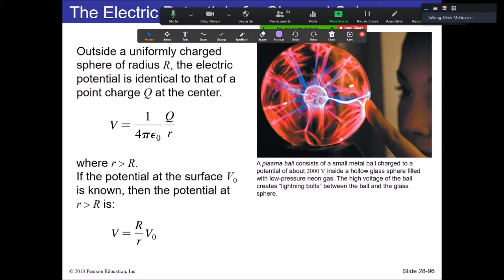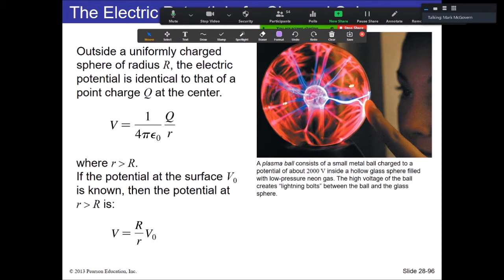So we want to start to deal with continuous distributions of charge. No more point charges here. Anyway, if we have a uniformly charged sphere of radius capital R, the electric potential is going to be the same as a point charge. Okay, it's identical to a point charge, right?